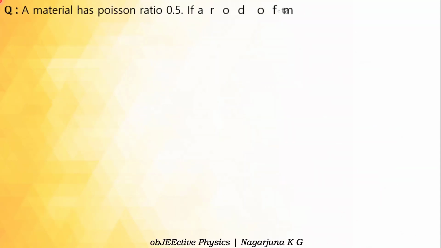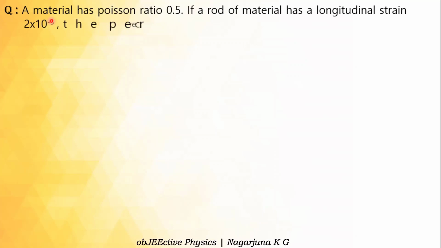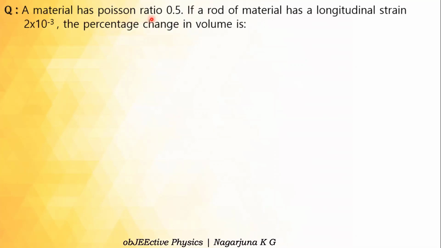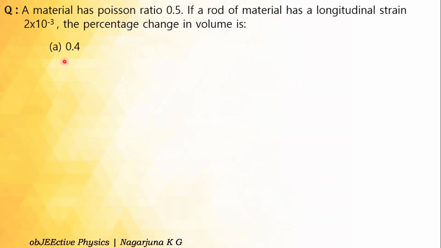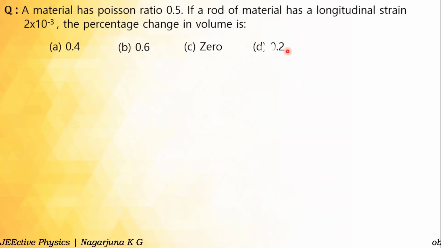Next question. A material has Poisson ratio 0.5. If a rod of material has a longitudinal strain 2 into 10 power minus 3, the percentage change in volume is option A 0.4, option B 0.6, option C 0, option D 0.2. Solution.